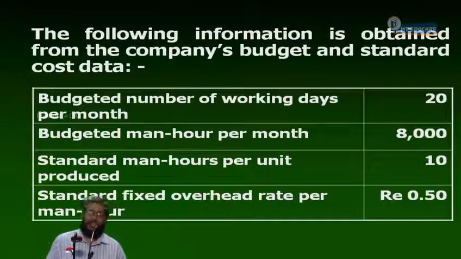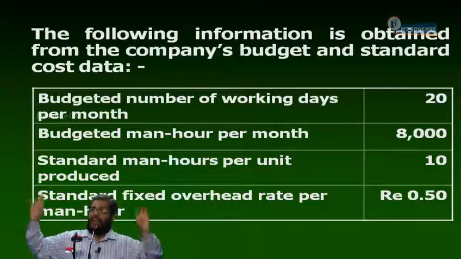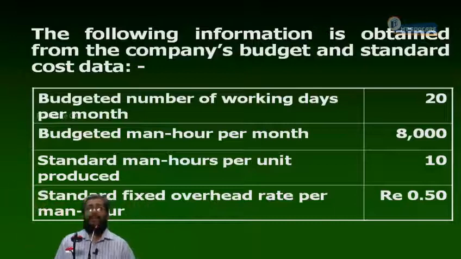Next. The following information is obtained from the company's budget and standard cost data. Budget and standard are taken from the budgets. Now, how many days do I plan to work this month? 20 days. How many hours do I plan to work? 8,000 hours. And how many hours per unit are allowed here? 10 hours per unit. And the standard fixed overheads per hour is going to be how much? 0.5. Don't ask me why fixed overhead per hour and all. Don't ask me any logic. We'll discuss everything later. These are all the budgets given.